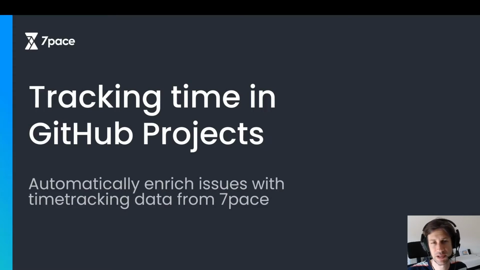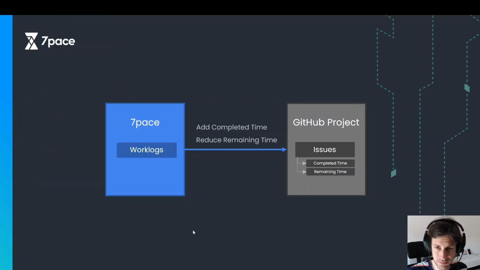I'd like to show you today how you can enrich issues in GitHub Projects with time tracking data from 7pace. First, let me explain how it works. GitHub Projects allow you to define your own custom fields for your issues. So if you define two fields for storing completed and remaining time, 7pace can then automatically update these fields whenever you add or track time.